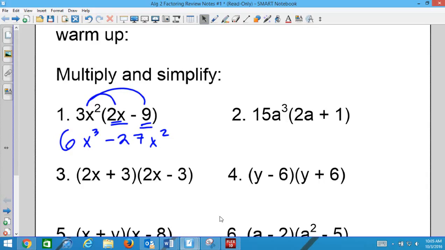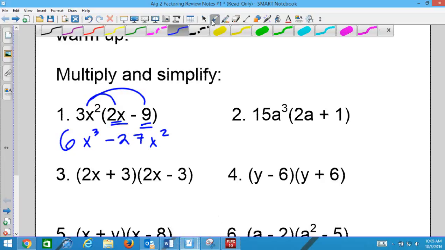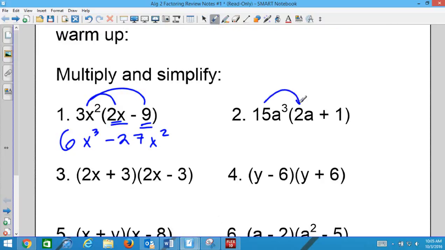Okay, the second question. We are taking 15a to the third and we are distributing two terms, two rainbows. Terms are separated by plus or minus signs. So we're going 15a to the third, we're multiplying by 2a. So I'm going to start by multiplying just the numbers. 15 times 2?